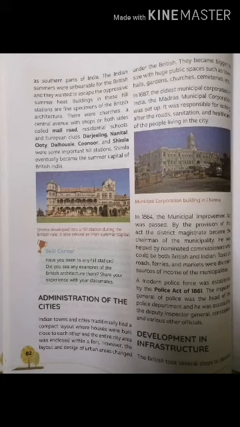Then in 1864, the Municipal Improvement Act was passed. By the provision of this act, the district magistrate, that is the DM, became the chairman of the municipality. He was helped by nominated commissioners who could be both British and Indian, and taxes on roads, ferries, and markets were the main sources of income of the municipality. They used to charge money for these.